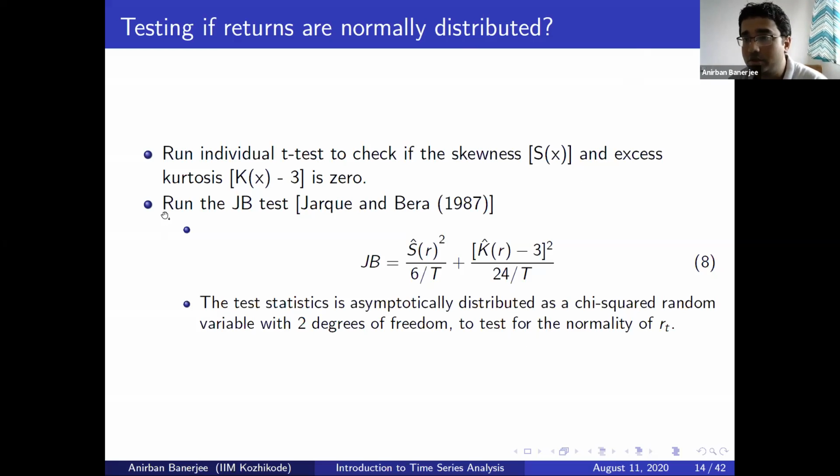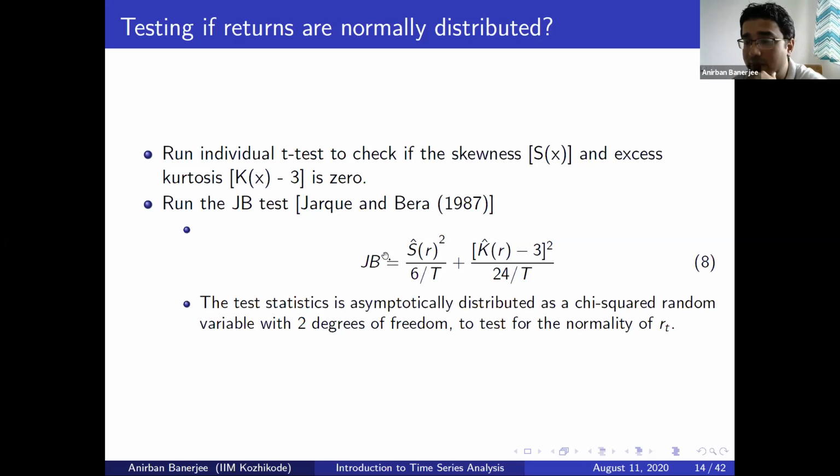So what Jarque-Bera did is that they tried to come up with a consolidated, single test statistic that will tell you if this is statistically significant or not, or if this particular distribution is normal or not. So we are talking about being normal or not based on whether skewness is 0 and whether excess kurtosis is 0, or if kurtosis is 3.